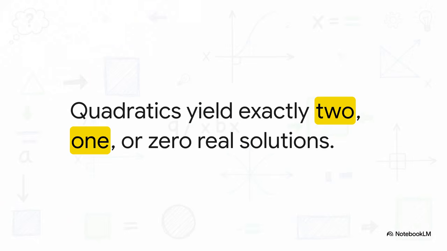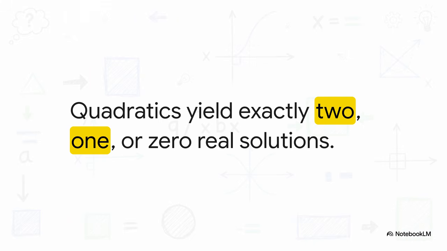So, when you're working with this standard form, you kind of need to know what results to expect, right? Quadratics will always give you exactly 2, 1, or 0 real solutions. If you picture the geometry in your head, it makes total sense. A quadratic forms a U-shaped curve, a parabola.